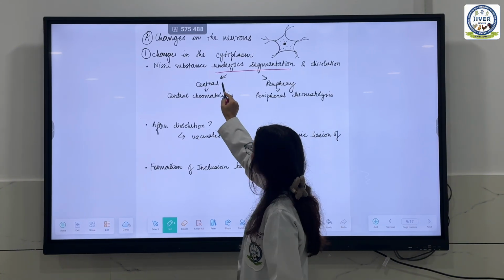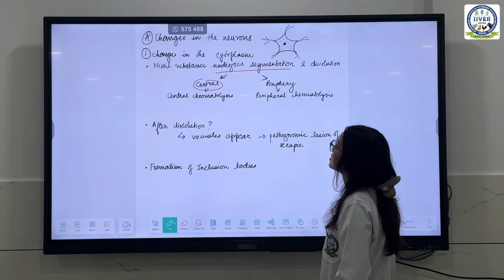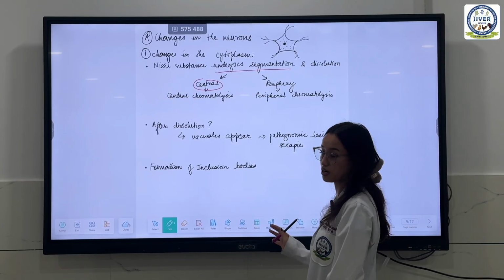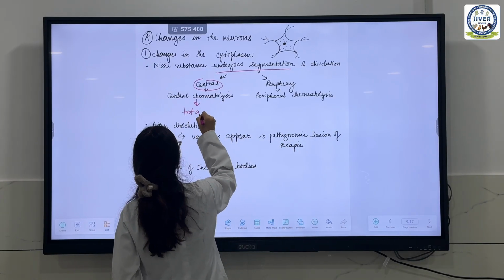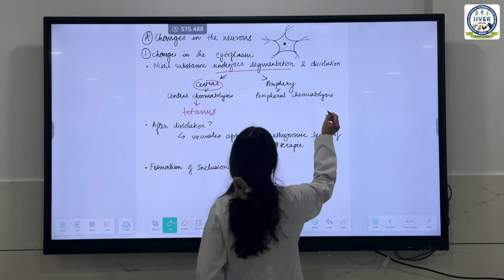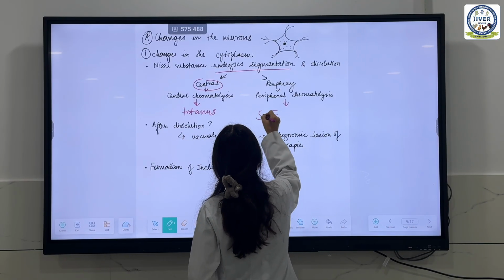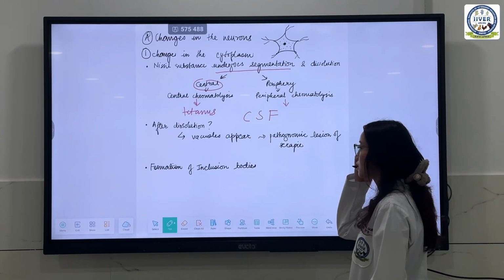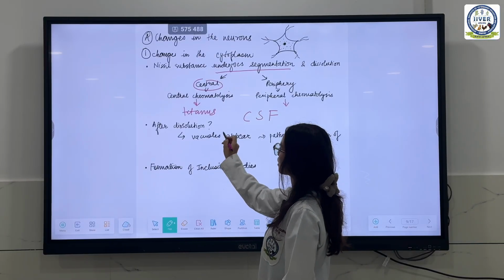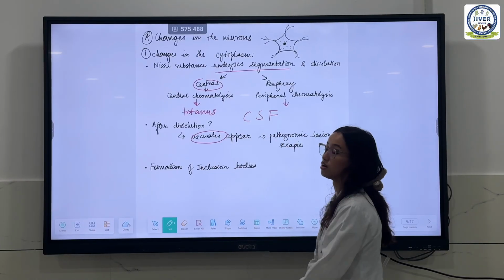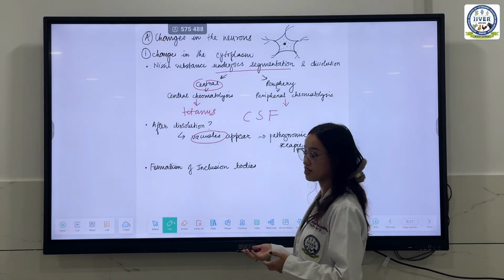If it undergoes central segmentation, then it is called central chromatolysis. If it undergoes peripheral segmentation, then it is called peripheral chromatolysis. Central chromatolysis you will see in the case of tetanus, and peripheral chromatolysis you will see in the case of swine fever, classical swine fever. Now, what happens after dissolution? After dissolution, vacuoles start to appear. These vacuoles are the pathognomonic lesion of scrapie or even BSE.